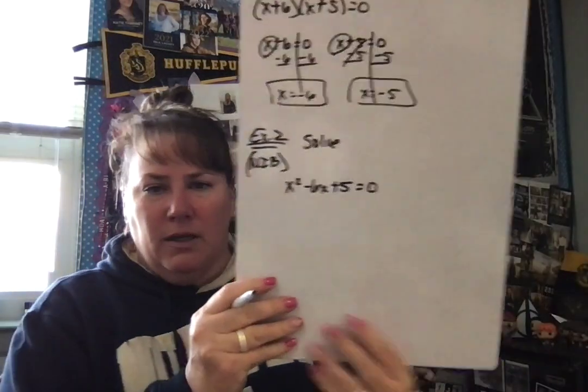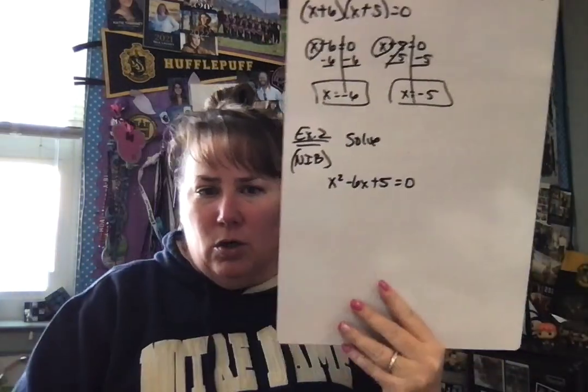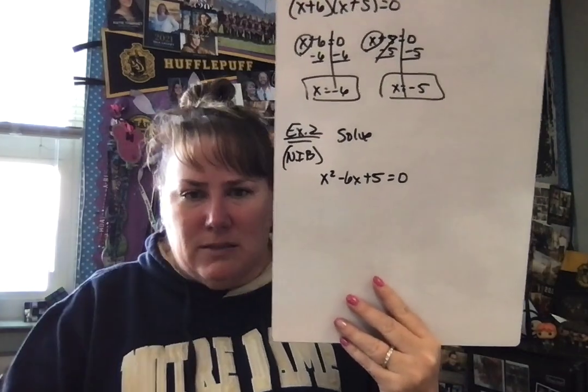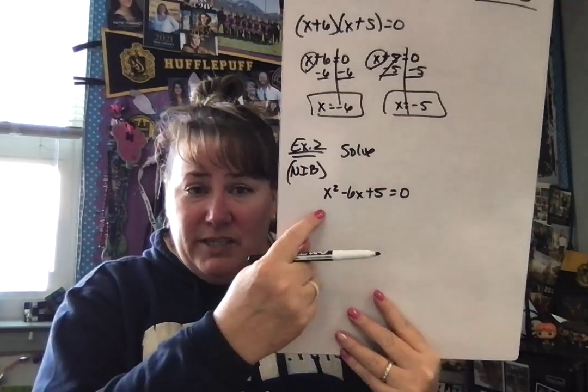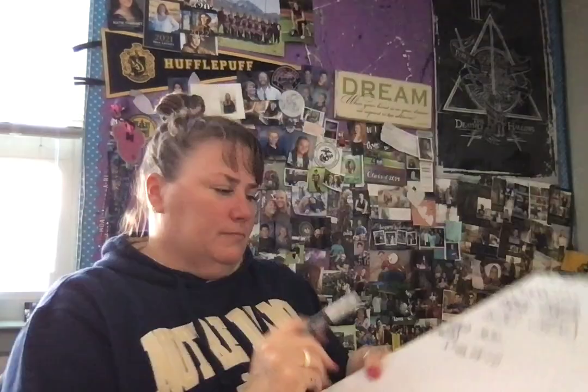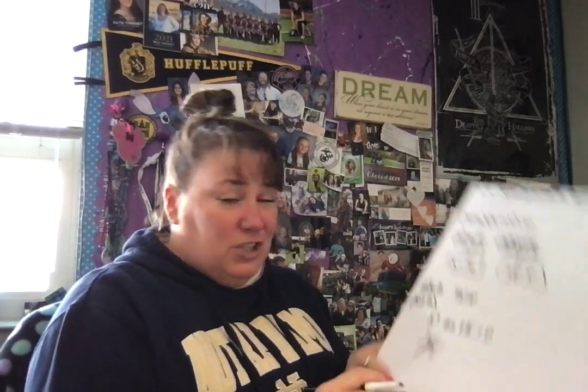x squared minus 6x plus 5 equals 0. Sometimes you see it like this when it's already in standard form, and so you have to factor and then balance and solve. Okay. So this is standard form, that's factored form. So the first thing you have to do is factor. There we go. So it's a good review.